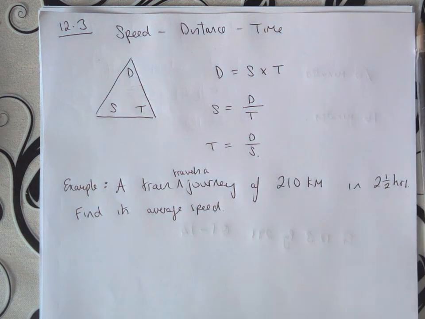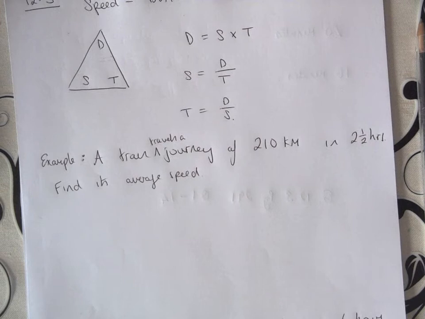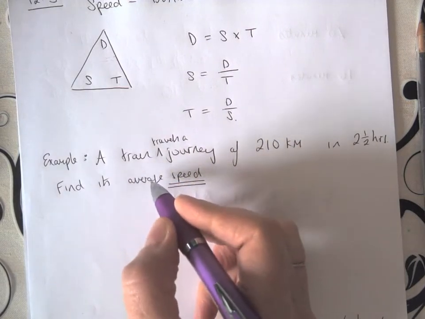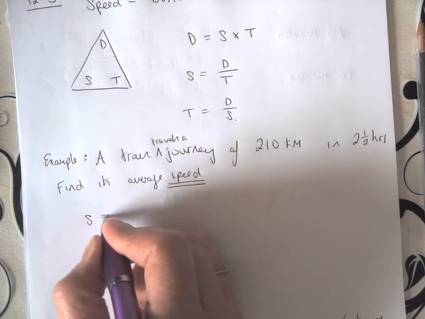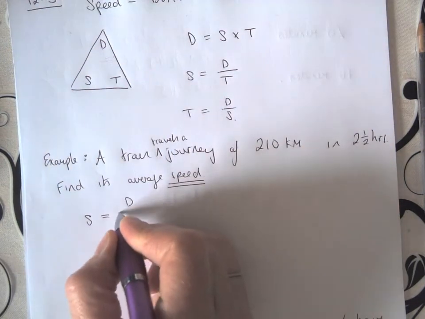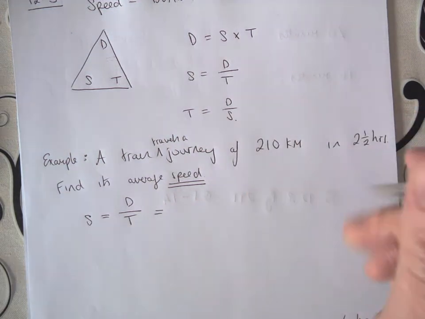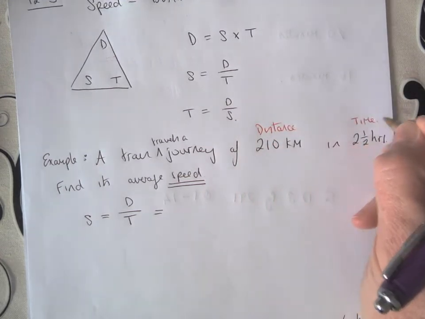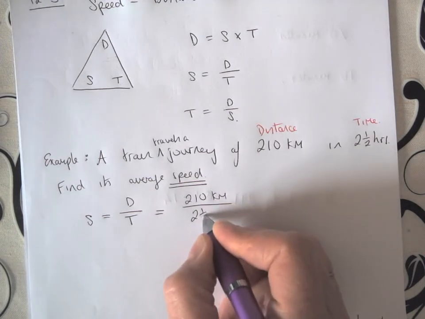Alright. So a train travels a journey of 210 kilometers in 2.5 hours. Find its average speed. Okay, so we want speed. Sometimes I'll say average speed, sometimes I'll just say speed. It's all the same. So speed is equal to D over T. So this is my distance, and this is the time.